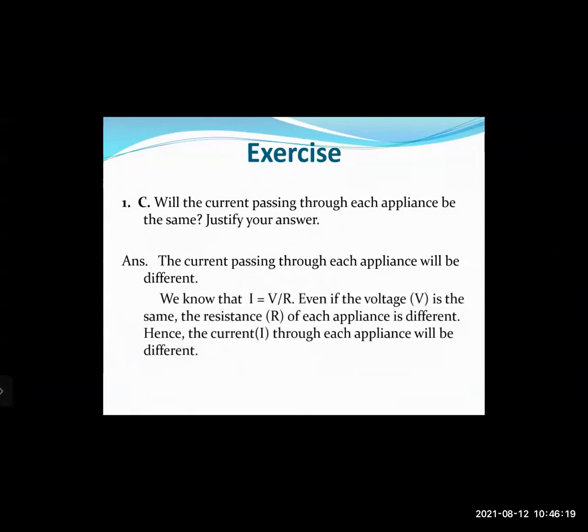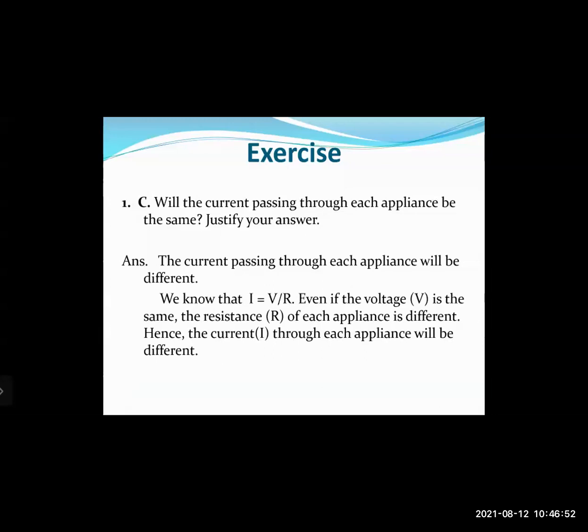We know that I equals V by R. This is according to Ohm's law, V equals IR, which is the formula for Ohm's law. So we have just rearranged it. We know that I equals V by R. Now, even if the voltage V is the same, the resistance of each appliance is different. When you connect different appliances like a television or a lamp or a fan, all those individual appliances have different resistances. Because they have different resistances, the value of I will be different even though the value of V is constant.